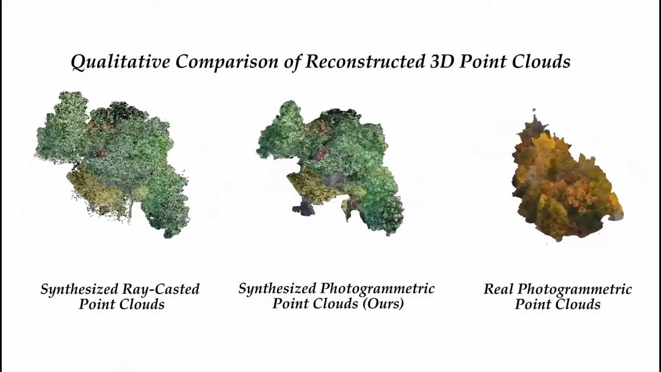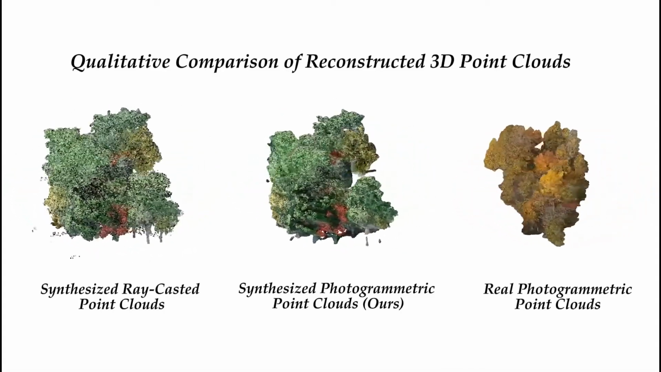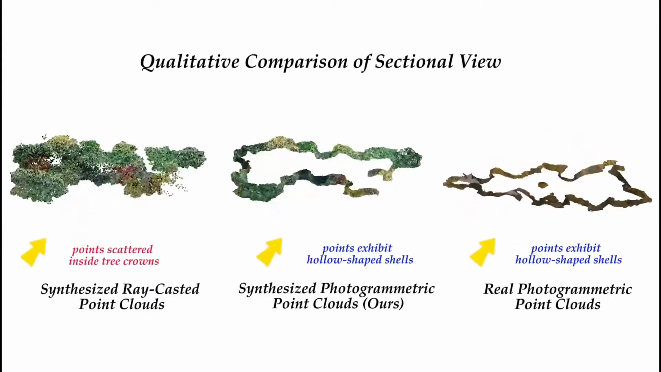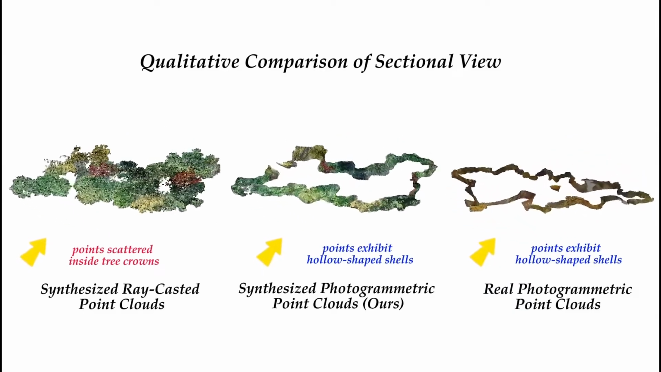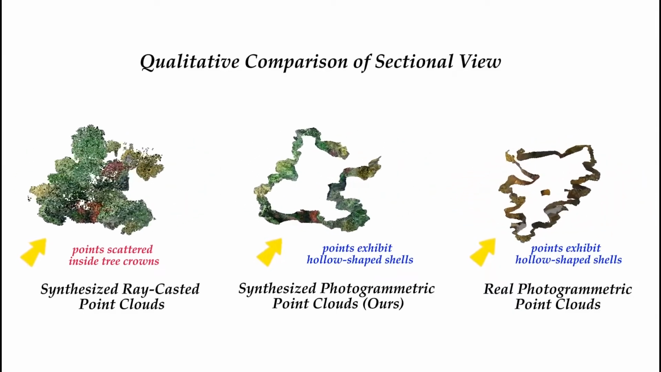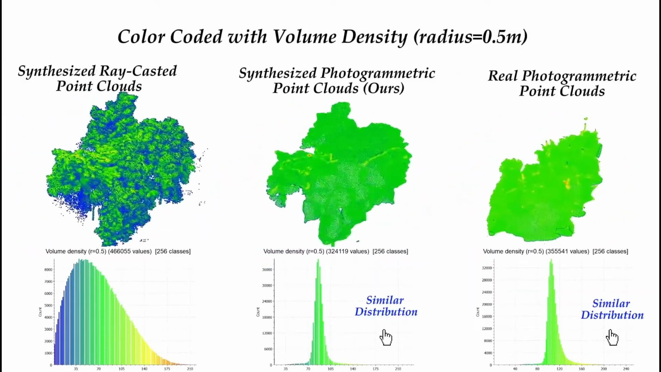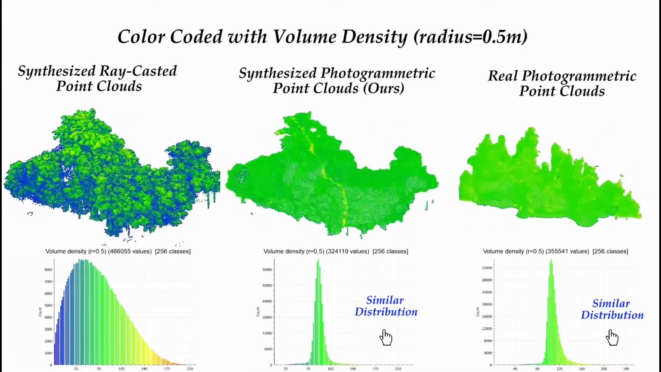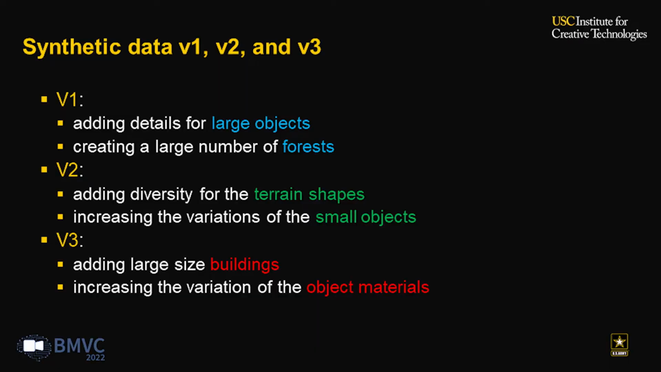Here is a video illustrating the data quality comparison between the synthesized recasted point clouds, synthesized photogrammetric point clouds, and real photogrammetric point clouds. As you can see, our synthetic photogrammetric point clouds are more similar to the real ones compared to the recasted point clouds. This can be better illustrated using the volume density, where our synthetic data has a similar distribution compared to the real ones. Based on our designed synthetic data generation pipeline, we have created 3 versions of synthetic datasets.